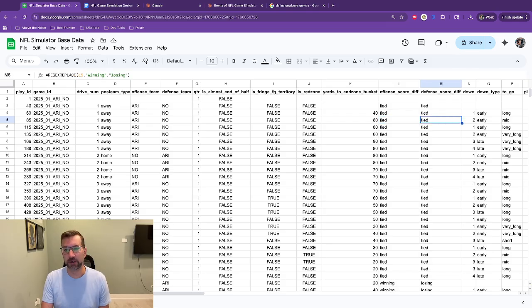So that's why these differential buckets are really important. We obviously have the raw down. You're only going to be punting on fourth down for the most part. But then when it comes to play calling tendencies and success rates, it's really important to then break that down.